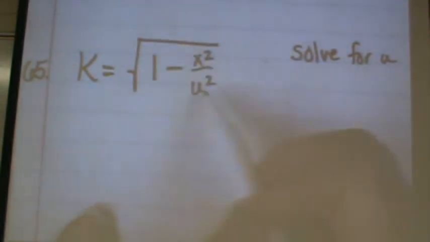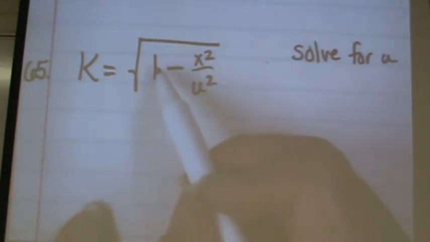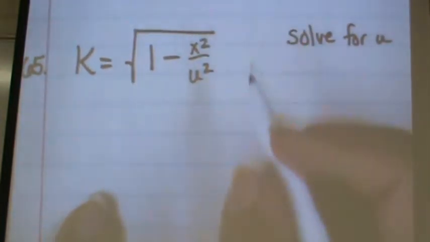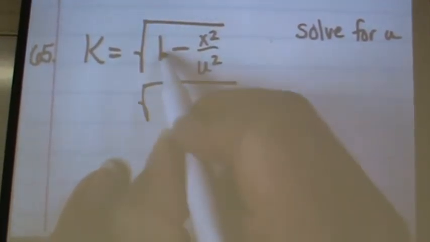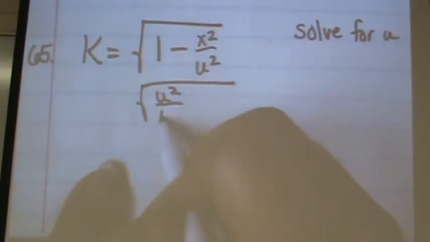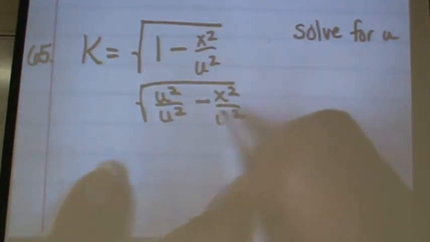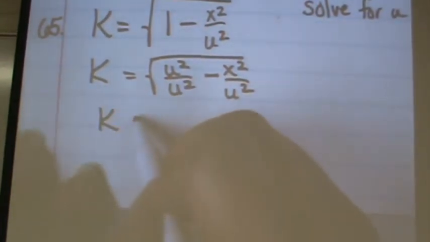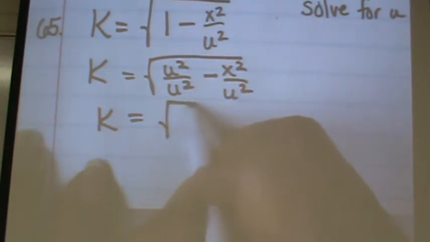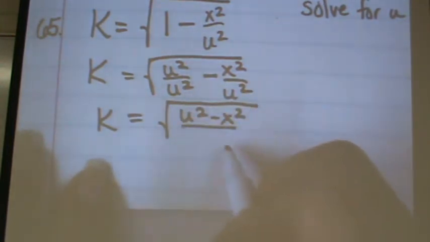So first of all, we need to get this square root out of here, but right now I have two terms. I want to get this as one term. So I have to get a common denominator here. I'm going to turn 1 into u squared over u squared. So in my numerator, I have the square root of u squared minus x squared all over u squared.